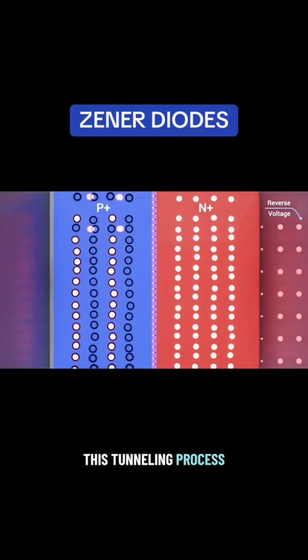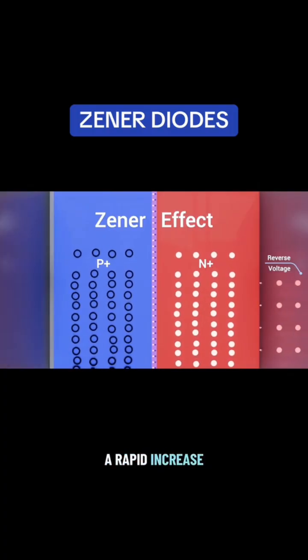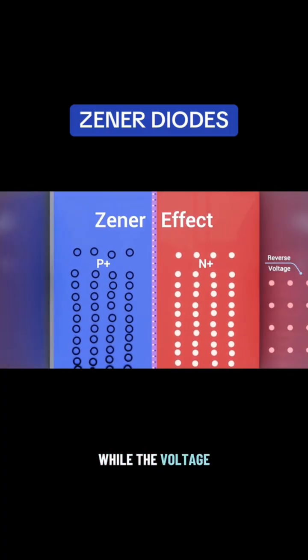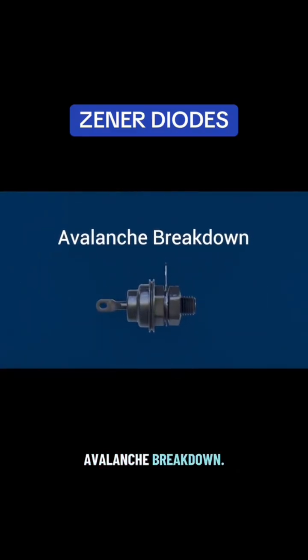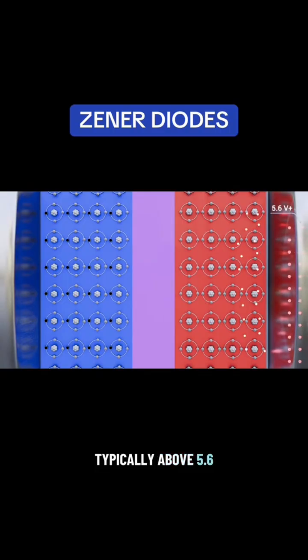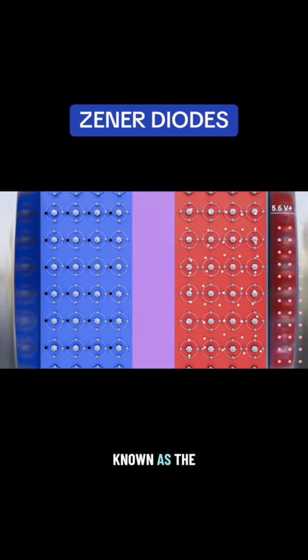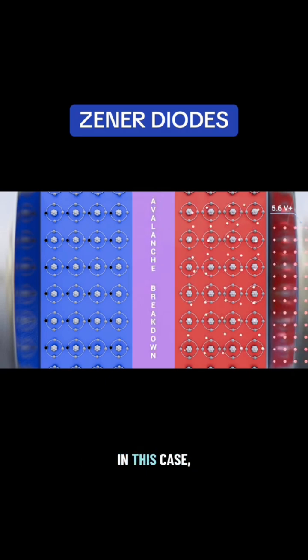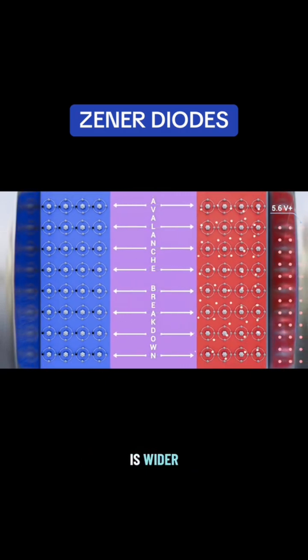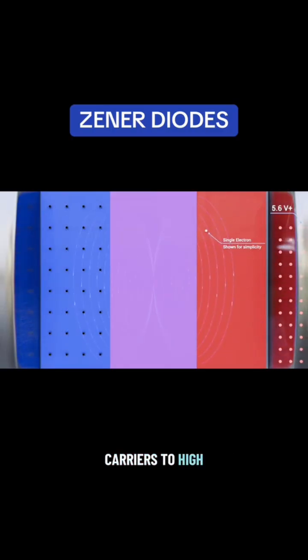This tunneling process is known as the Zener effect, and it causes a rapid increase in reverse current while the voltage remains nearly constant. Secondly, there is avalanche breakdown. At higher breakdown voltages, typically above 5.6 volts, a different mechanism becomes dominant, known as the avalanche breakdown. In this case, the depletion region is wider and the electric field accelerates charge carriers to high energies.